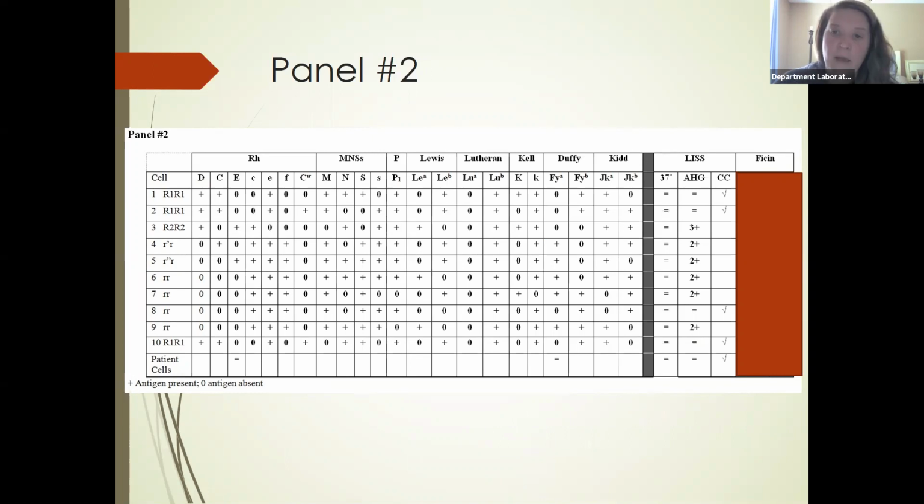All right, and then panel number 2, you're given some reactions with LISS as your enhancement media, and you're also given some enzyme reactions as well. So if you take a look at your original reactions, notice that you have one 3+ reaction, and all of the other cells are 2+.